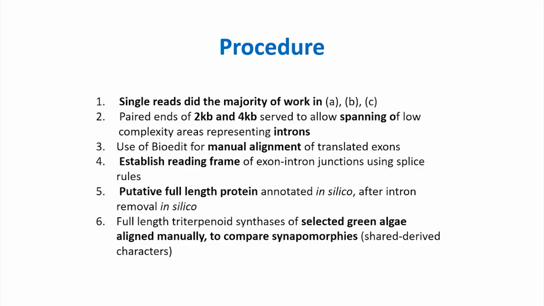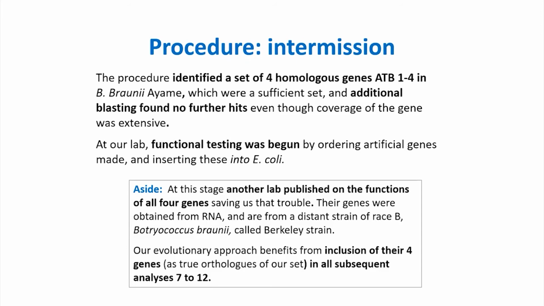And so the exon-intron junctions, I got lucky that a postdoc I did was all about identifying splice junctions, so there was no problem there. And we obtained full-length proteins for not only this alga, but a lot of the model green algae like Chlamydomonas and Volvox. So we identified 4 genes. I called them Ayame triterpenoid biosynthesis 1 to 4. Ayame was the strain of algae that we used from race B, Botryococcus brownii.